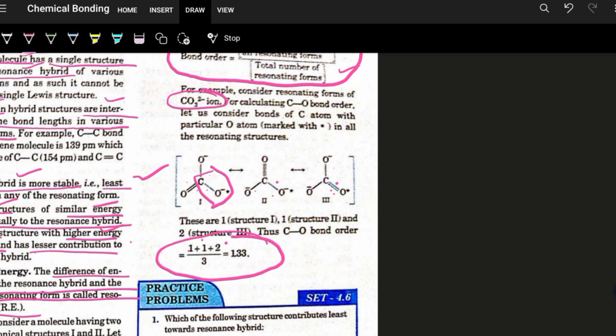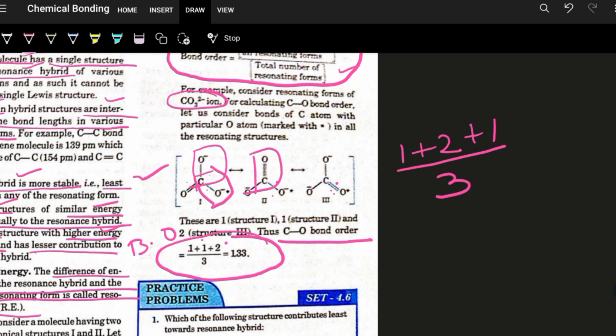And so the bond order is what? Which bond order? The carbon oxygen bond order is 1.33. It will be the same for all the carbon oxygen bonds. Like here you can apply, it is 1 plus, here you can apply, this is 2 plus 1 divided by 3 resonating forms. So it comes out to be 1.33 again. So it will be the same.